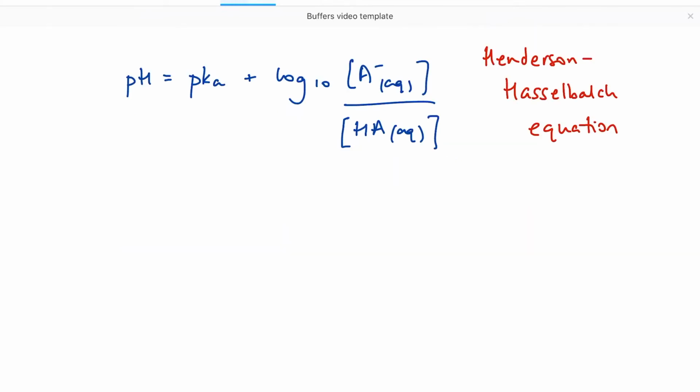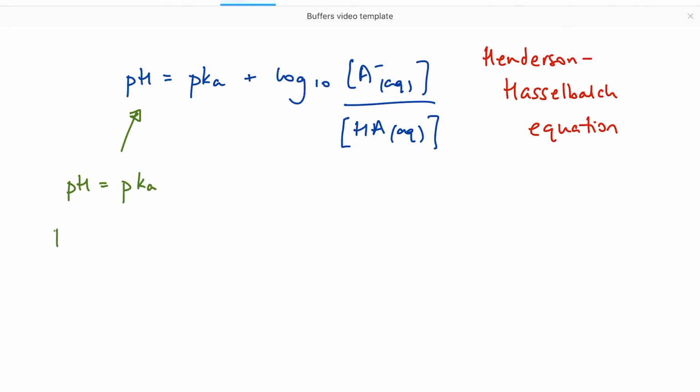There are a couple of things that we can pull out of this equation that might help us understand buffers in a bit more detail. In practice, we see that our buffer is most effective where the pH that we require a buffer solution to be working in is roughly the pKa of the weak acid that we choose to make our buffer solution with. What do I mean by that?